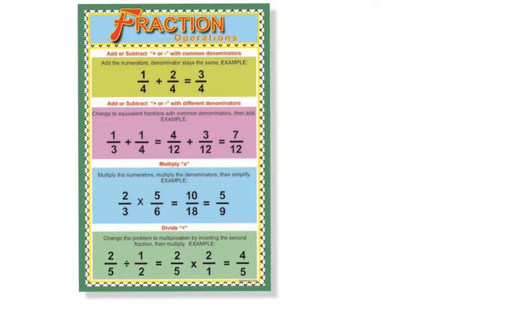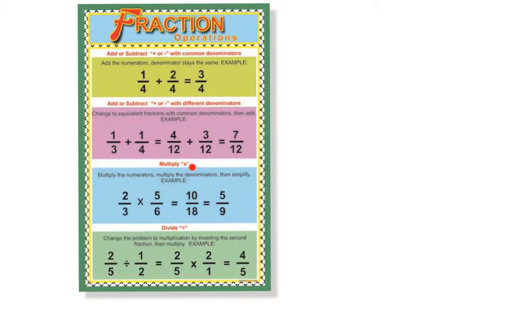Next, we're going to be looking at how to do operations with fractions. So if you're adding and subtracting a fraction with the same or common denominator, you just add the numerators and the denominator stays the same. If the denominator is different, then you're going to have to find that common denominator, and then you can add the numerators and the denominator stays the same.